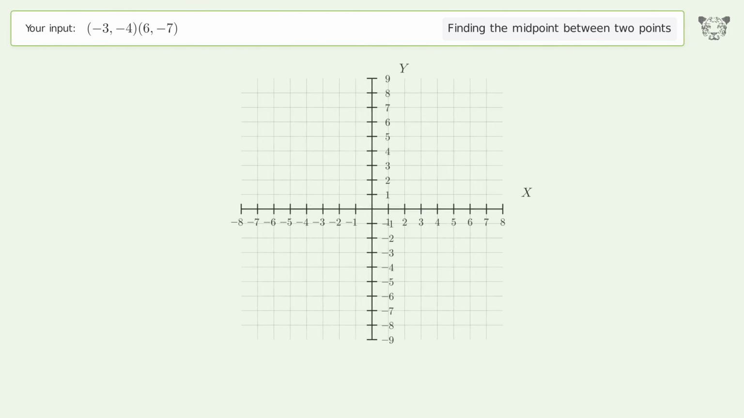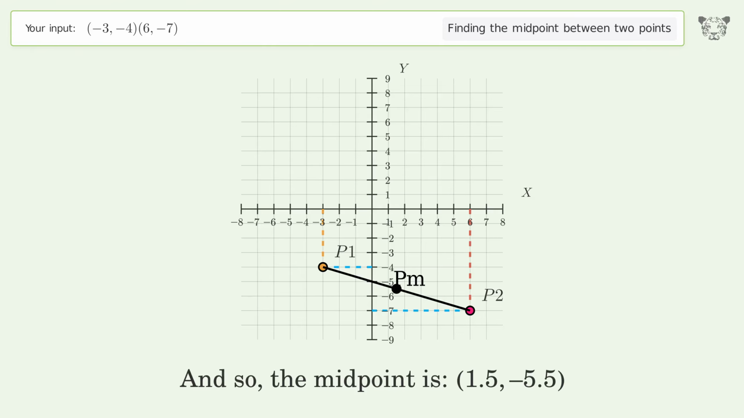And so, the midpoint is 1.5, negative 5.5.